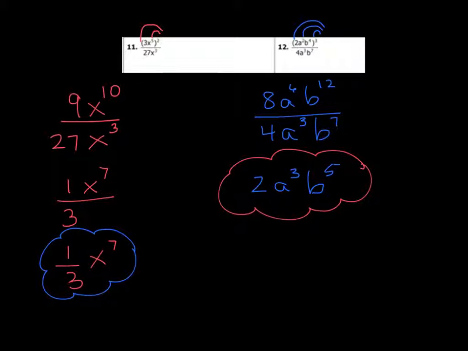Now this time I actually get to just divide, because 8 divided by 4 is 2. So that's where this 2 came from. Dividing powers with like bases, so I kept the base and I subtracted. 6 minus 3 is 3. Dividing powers with like bases, kept the base and I subtracted. 12 minus 7 is 5.